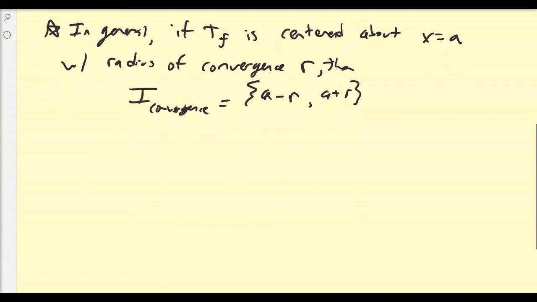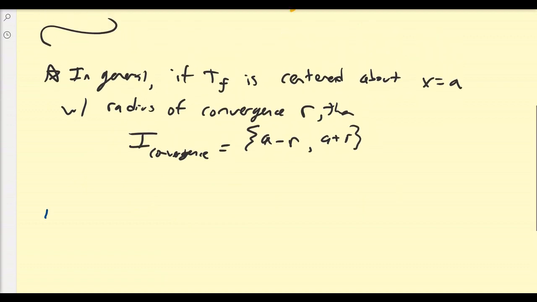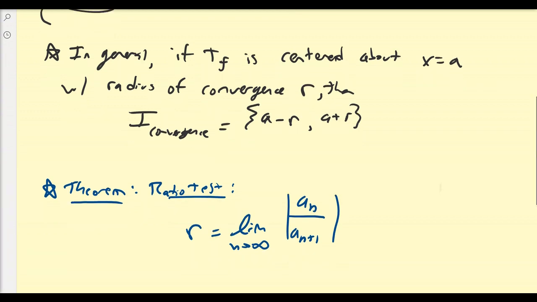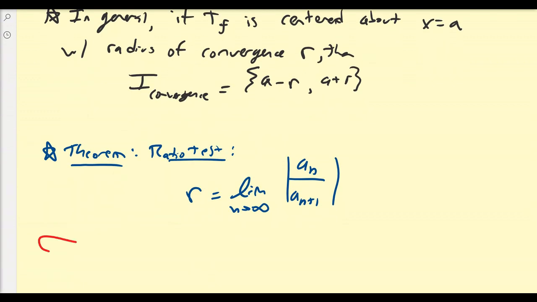So a rule to find this value r, which I'm not going to prove, but using the ratio test, one can find that r is equal to the limit as n goes to infinity of a n divided by a n plus 1, its absolute value. So let's demonstrate this relationship with an example.